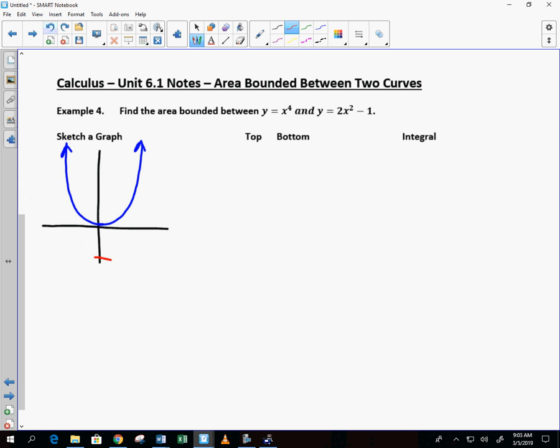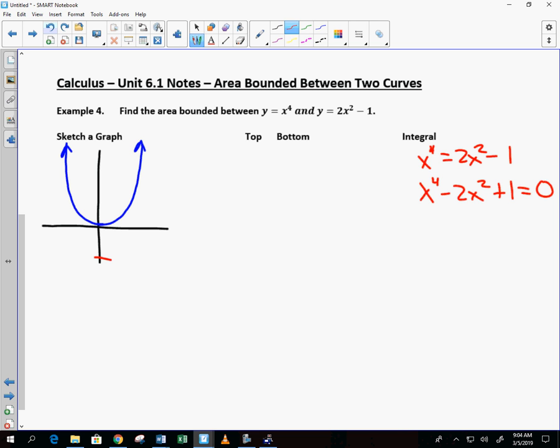In fact, I wonder if they intersect at all. How would I determine if they intersect at all? Set them equal to each other. x to the fourth is equal to 2x squared minus 1. x to the fourth minus 2x squared plus 1 is equal to 0.